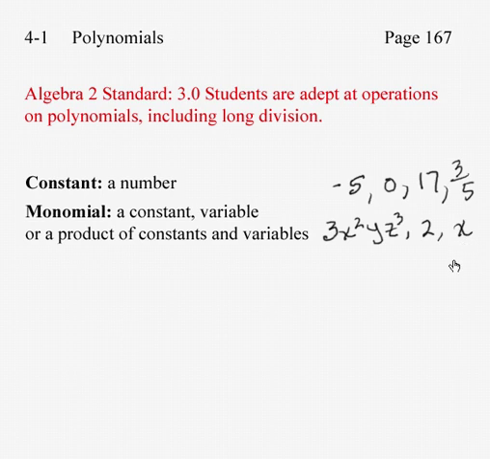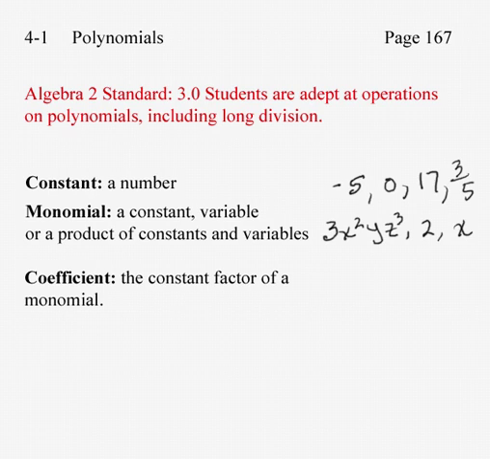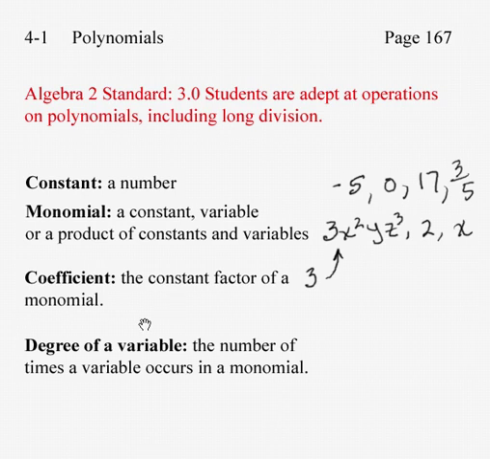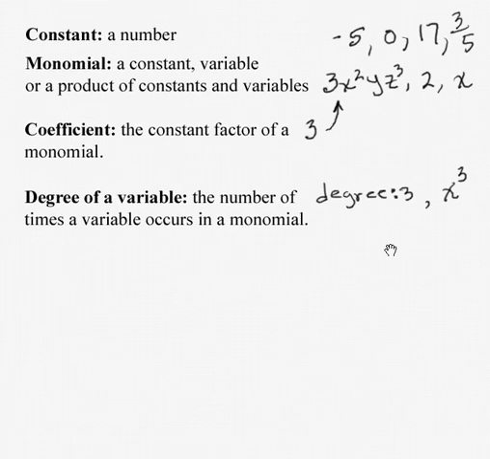monomial also. Coefficient is the constant portion of the monomial. So as we look at the 3x squared yz cubed, 3 would be the coefficient, the constant portion of the monomial. The degree of a variable is the number of times the variable occurs in a particular monomial. So if we have x to the third power, we say that this variable is degree 3 because x occurs 3 times, and we use the shorthand notation of x cubed.